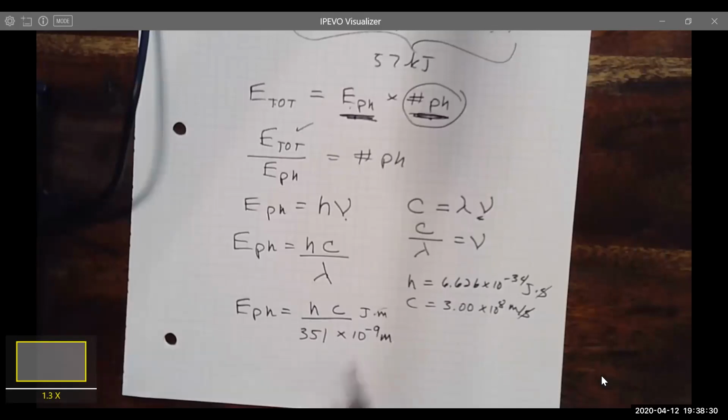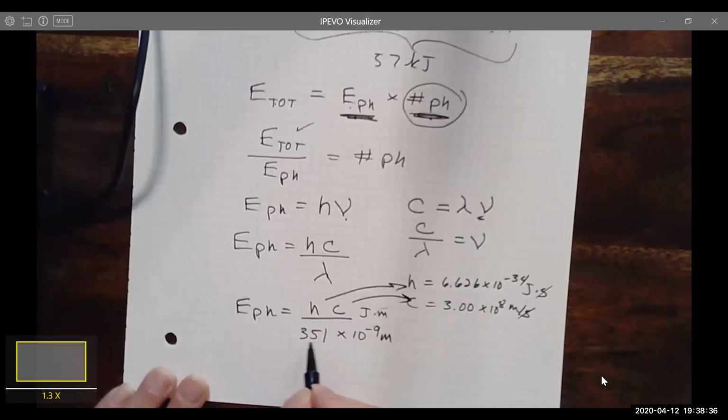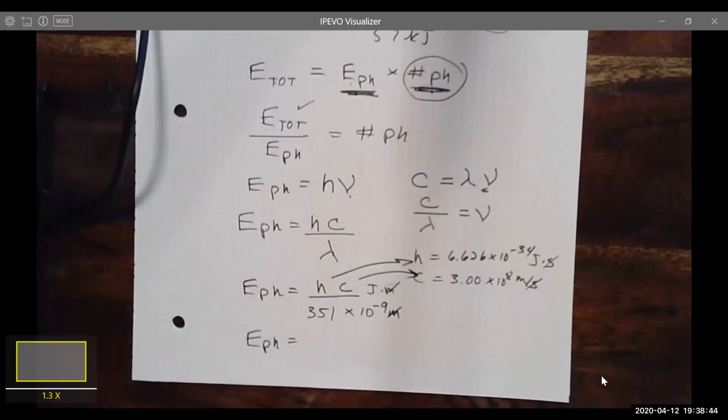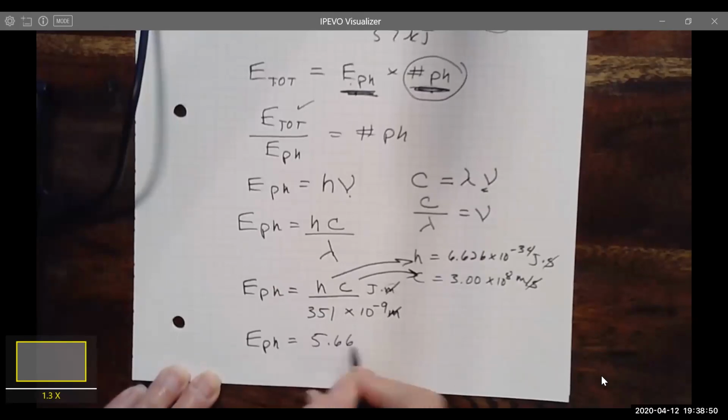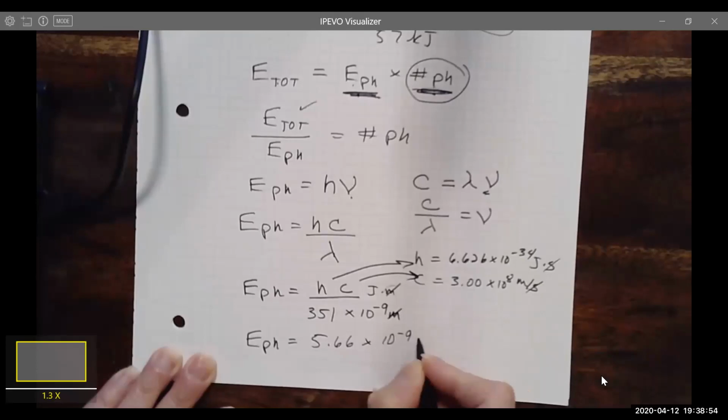So I'm not going to rewrite the h and the c. You got h and you got c there. So we multiply those together. I would divide by 351 times 10 to the minus 9. The meters now will cancel out, and I'll get that energy of the photon, and you should do this on your calculator to prove it to yourself. The energy of this photon comes out to be 5.66 times 10 to the minus 19 joules.